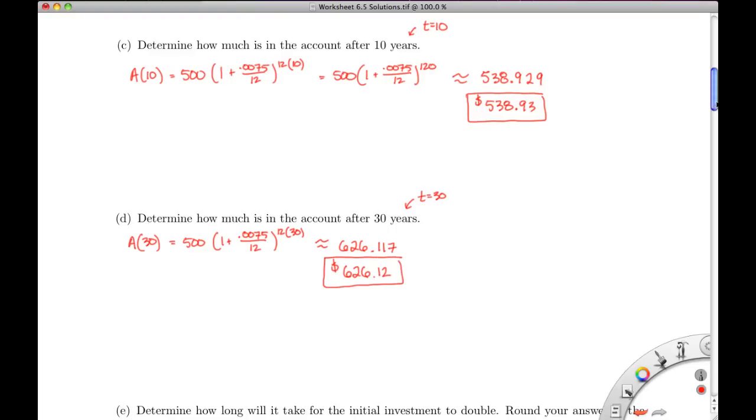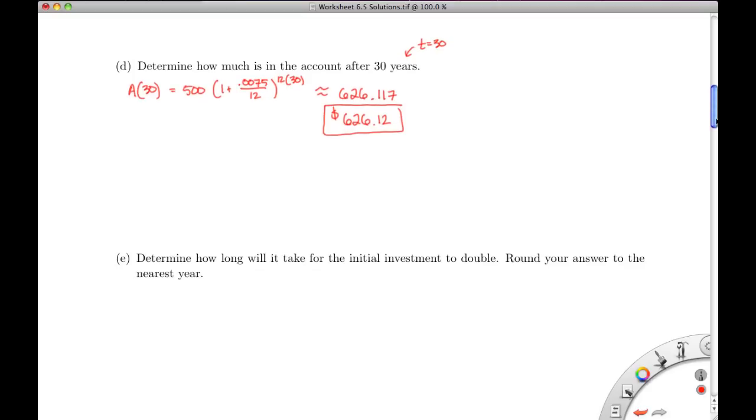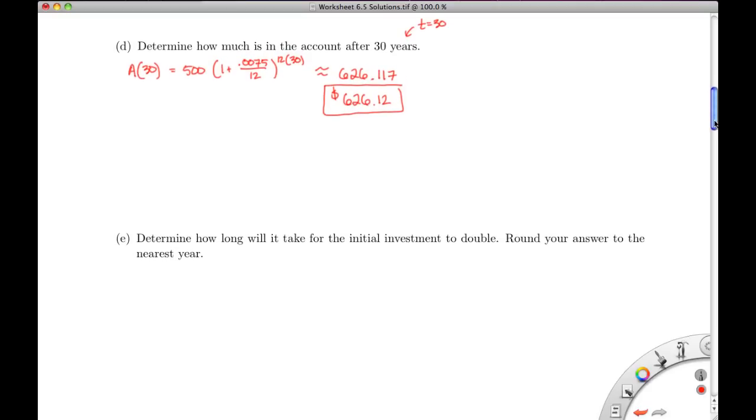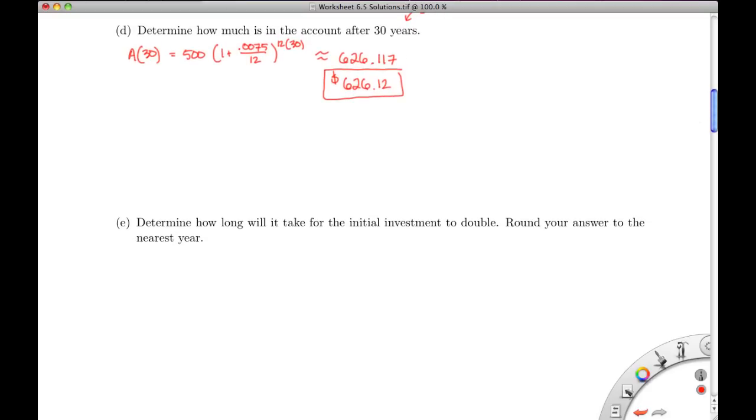Okay, so that's just us using this function to calculate the amount of money in our account. Now for part E, we're asked to determine how long it'll take for the initial investment to double, round answer to the nearest year. So if we're asking how long will this take, we're going to be looking for t. So we know that we're going to want to set up an equation where we can solve for time t. And we want our investment to double. So we started off with 500, so we're going to want it to double to 1,000. So let's go ahead and set this up now.